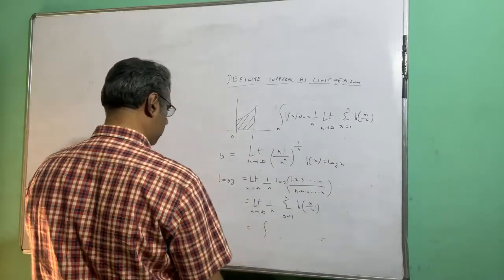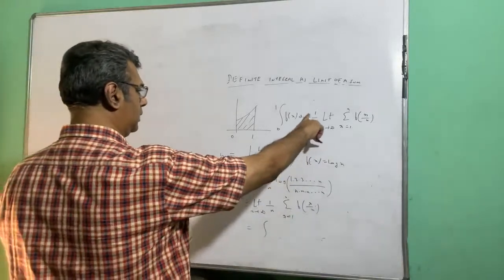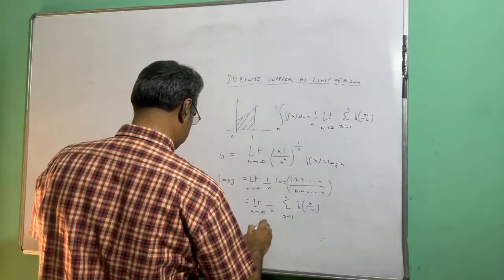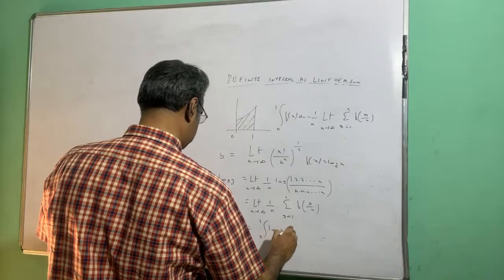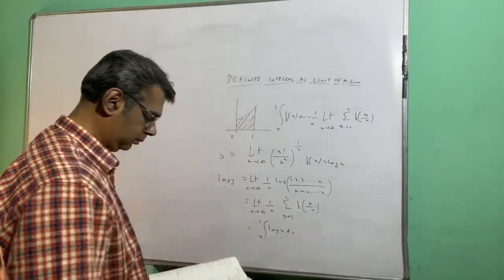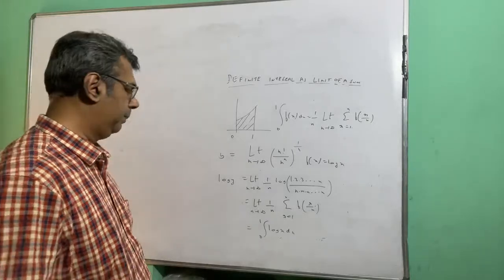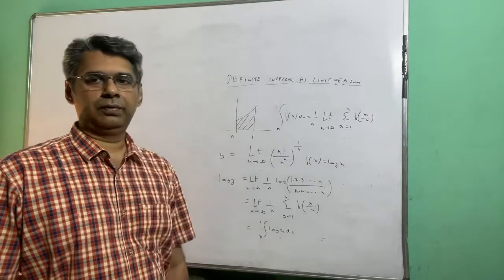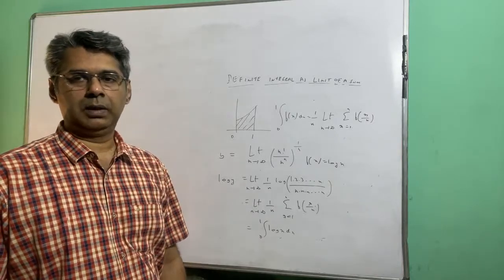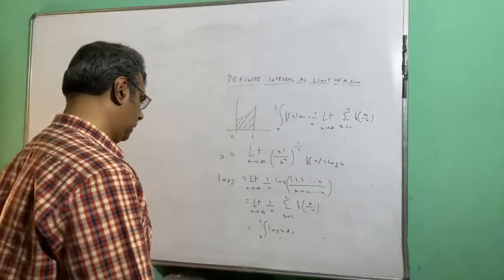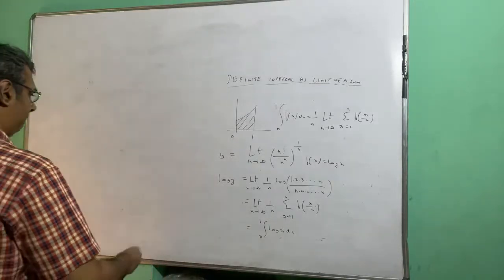Now according to the theory, this entire limit is 0 to 1 f(x), so this will be 0 to 1 log x dx. Okay, so this is the method. You have to find the limit of a sum, but you convert it to an integral and do it. So now you have to do integral 0 to 1 log x.